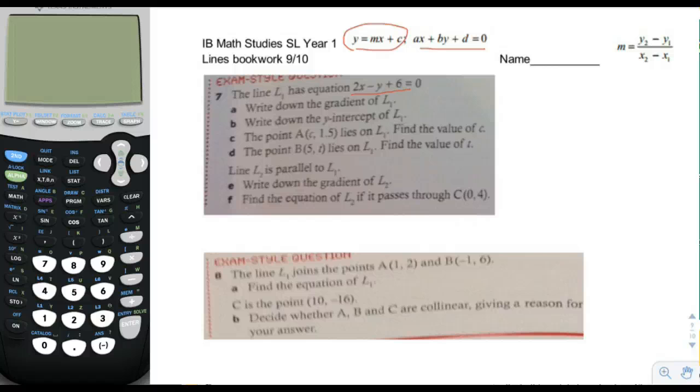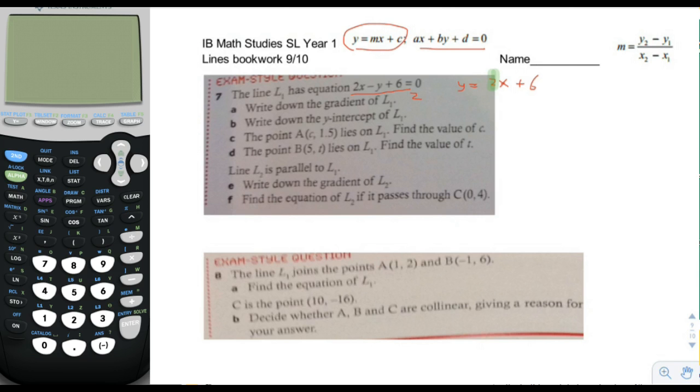The way we do that is we get y by itself. So let's add y to both sides. And that will give us y on the right side, and then the left side will have 2x plus 6, and we've already got it in the gradient slope form. So where is the gradient here? It's right there. The gradient is 2. Okay, so the gradient of L1 is 2.